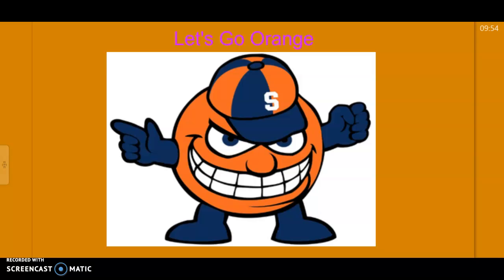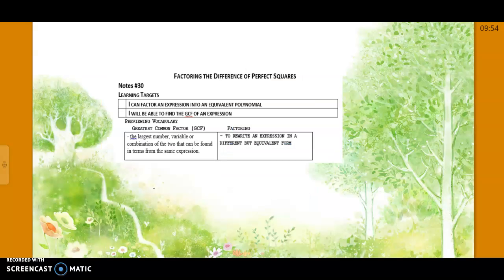Let's go Orange. Big weekend. Let's hope that they can make it through the first weekend. It's always more fun that way.